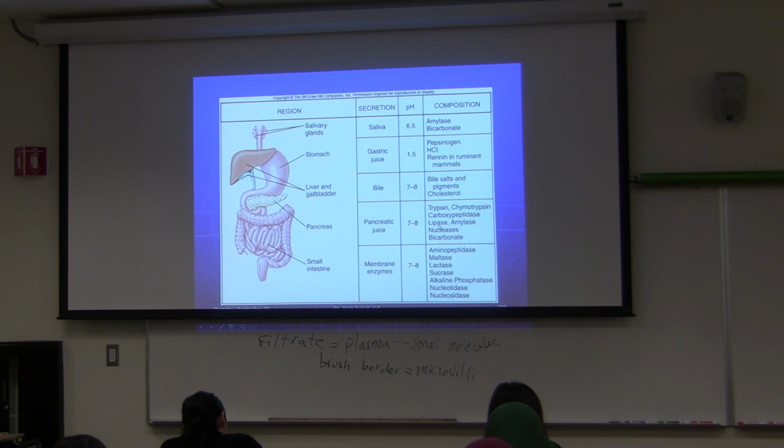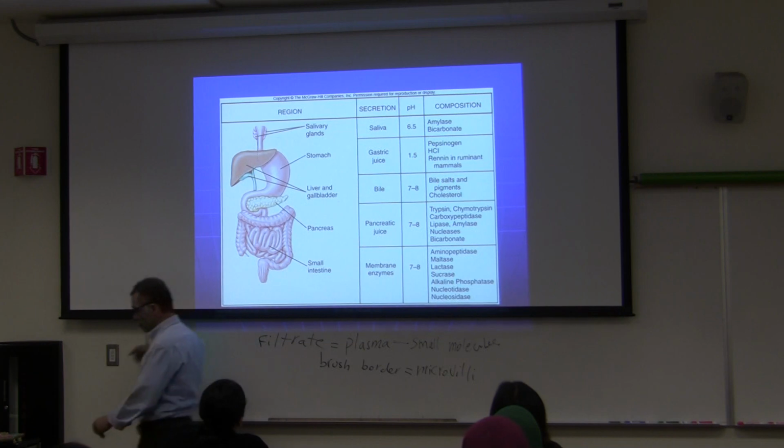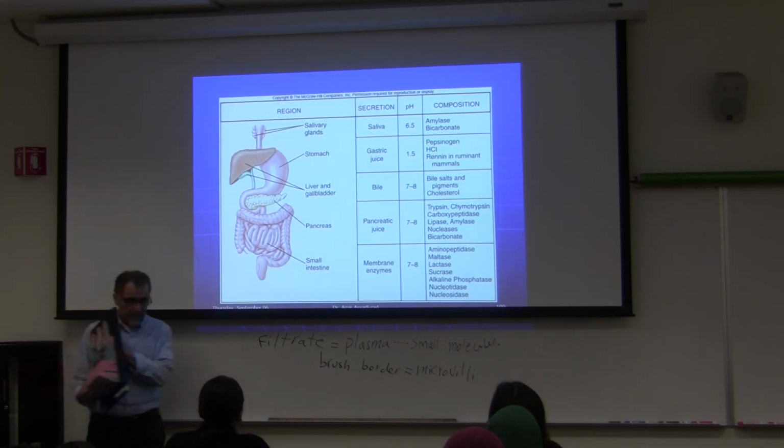Lipase, what does that one break down? Lipids. Carboxypeptidase, what do they break down? Peptide molecules. When you have 3 or 4 amino acids, a small chain of amino acids attached together, it's called a peptide. And then when you get to the brush border, these are the enzymes I would like you to know. That was the lab question.